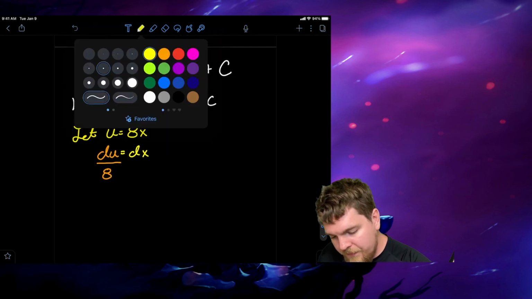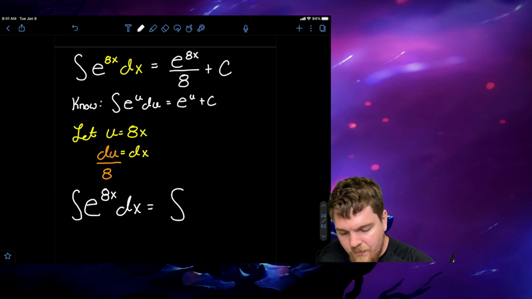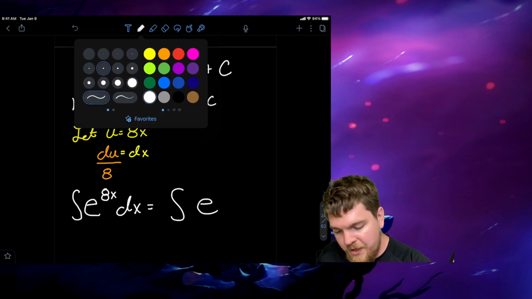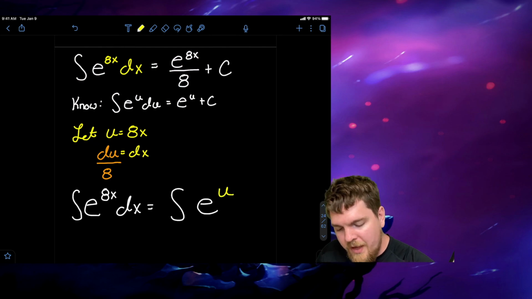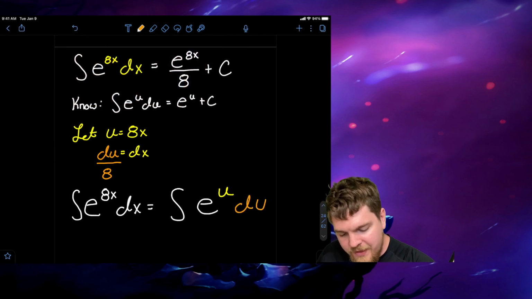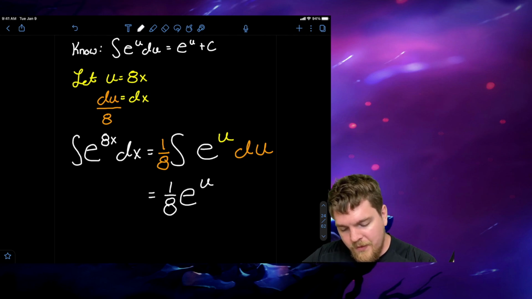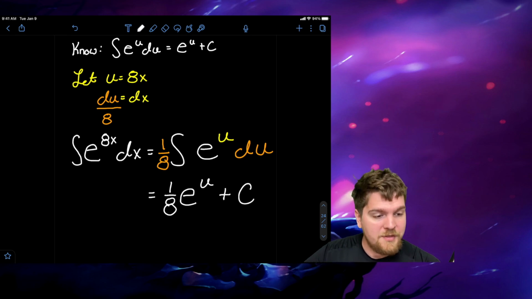So now what are we left with? Well, now we're still trying to evaluate this integral of e to the 8x. But I'm replacing the 8x with a u. And I'm replacing the dx with a du divided by 8. So I will replace the dx with du, and the divided by 8 I will write out in front of the integral symbol as 1/8. So now this 1/8 comes along for the ride. I know that the antiderivative of e to the u with respect to u is e to the u. And now I need to include my constant of integration plus c.